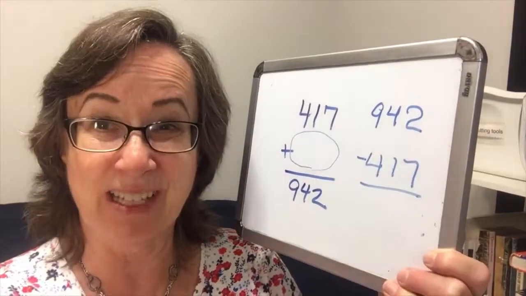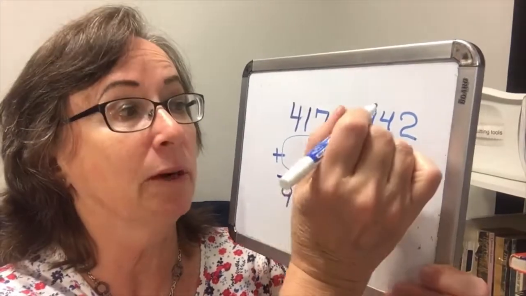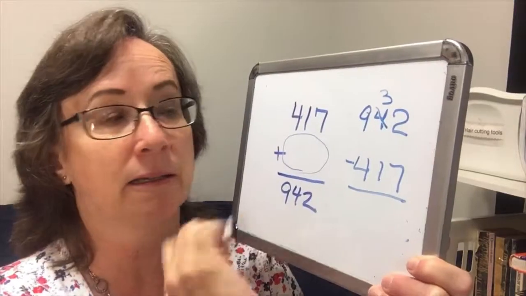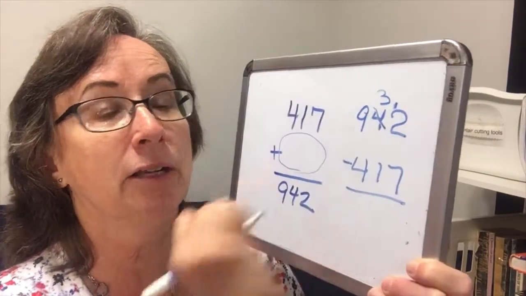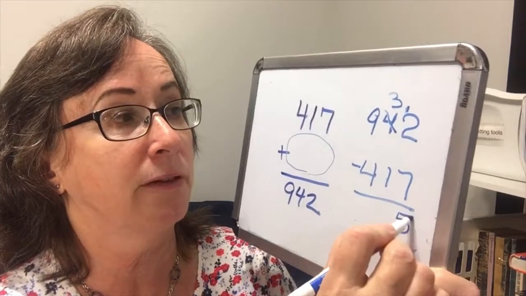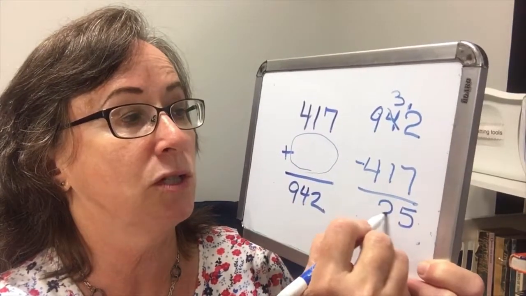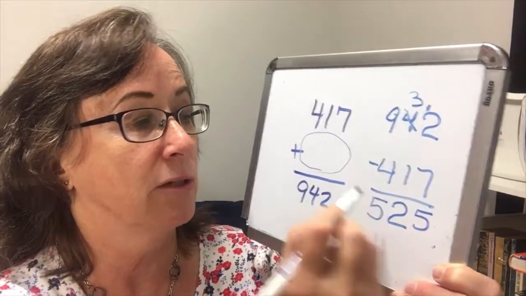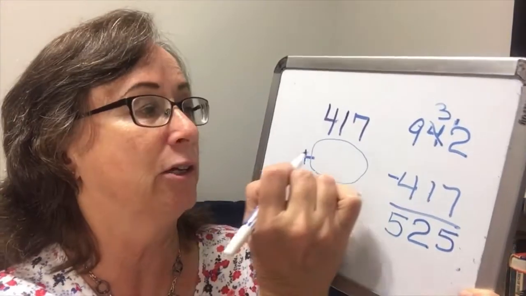2 take away 7. I'm going to have to borrow. So I come over here and say, hey, Mr. 4, may I borrow one of your 10s? And then you take the 10 over there and you put it on the 2. 12 minus 7 is 5. 3 minus 1 is 2. 9 minus 4 is 5. So this number here should be 525.